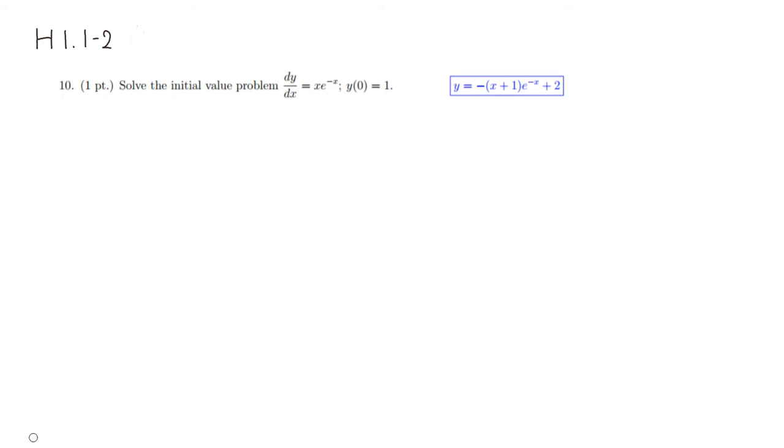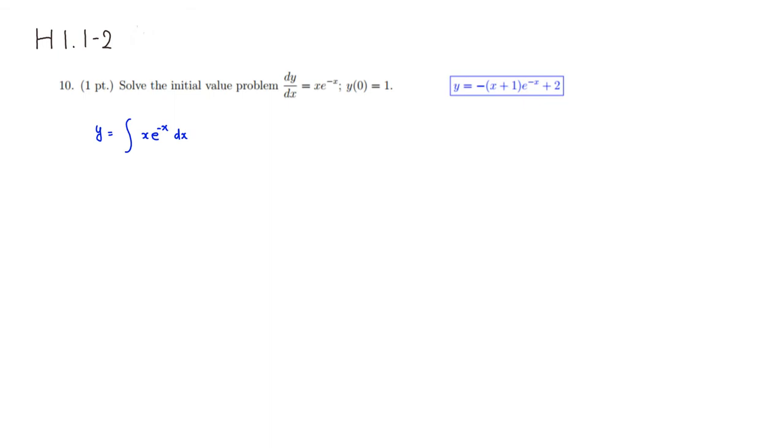If you want to find the y function from the derivative, all you have to do is take the antiderivative, right? So we integrate the given function x times e to the negative x with respect to x. Since this is a product, we should use integration by parts.